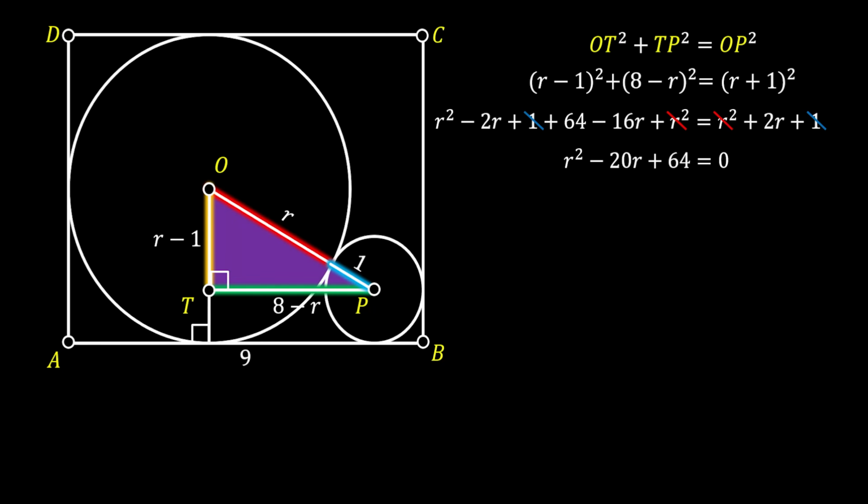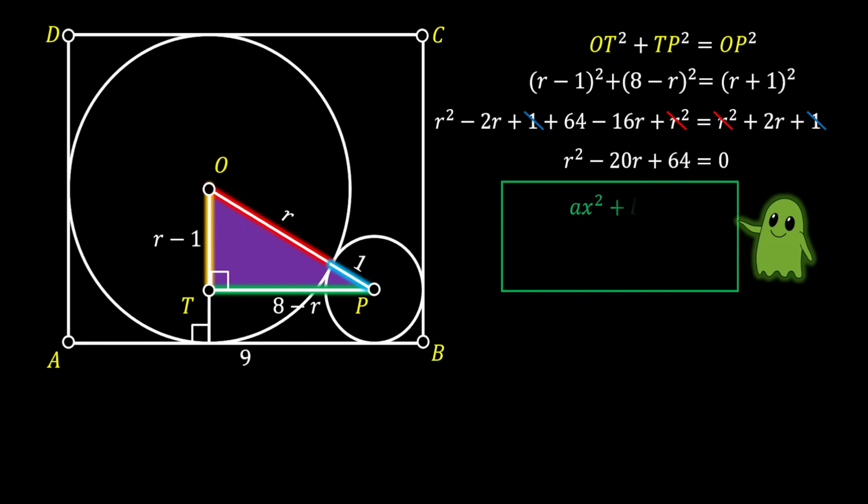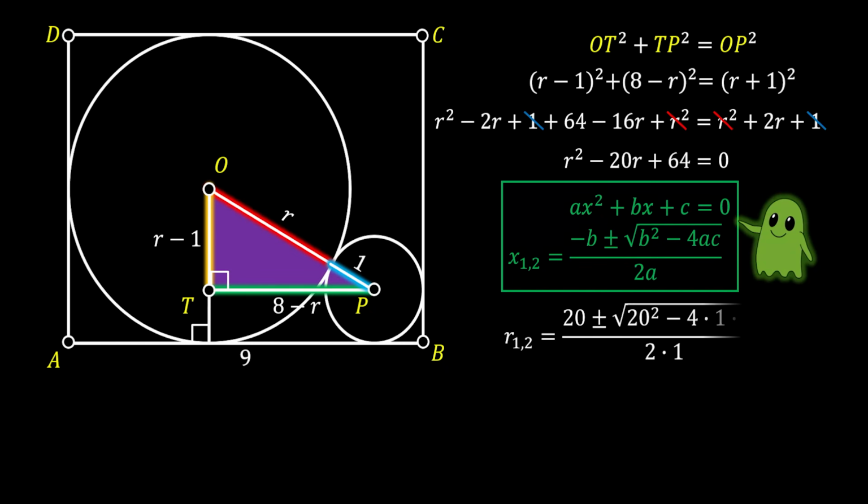quadratic equation. So you can solve this equation in multiple ways, but I will use my favorite way, and that is the quadratic formula. So, if we have a quadratic equation ax squared plus bx plus c equals 0, we can use the following well-known quadratic formula. In our case, a will be equal to 1, b will be equal to minus 20, and c will be equal to 64. And let's implement those values into our quadratic formula.